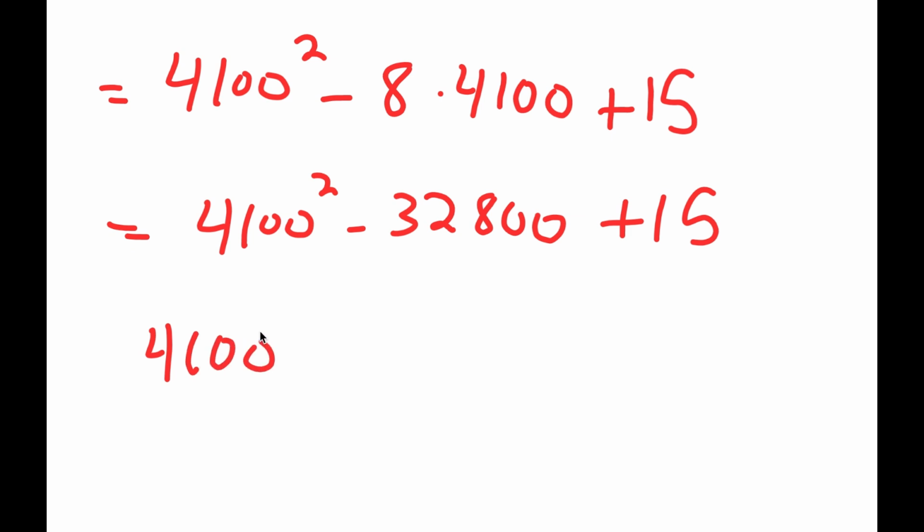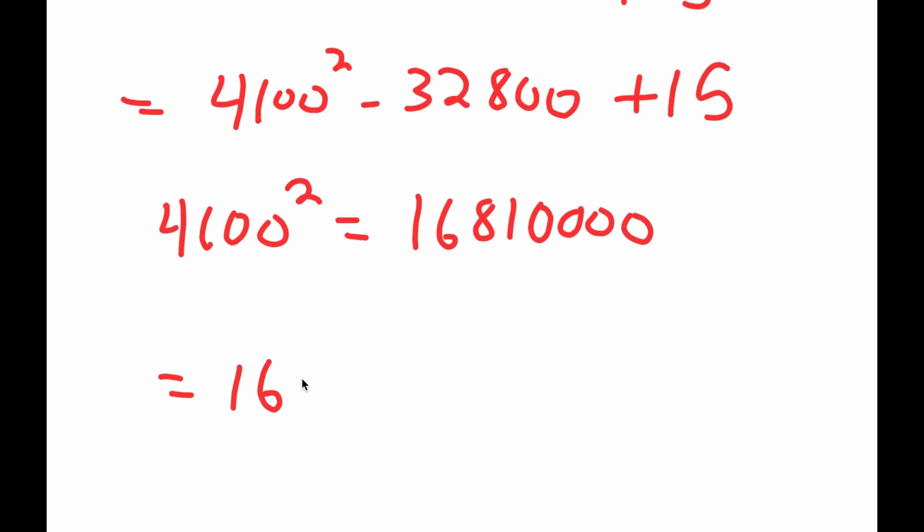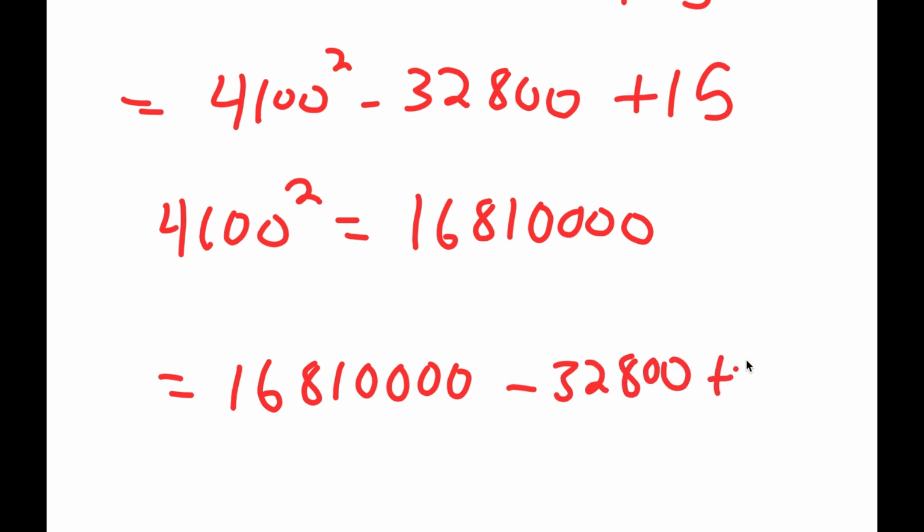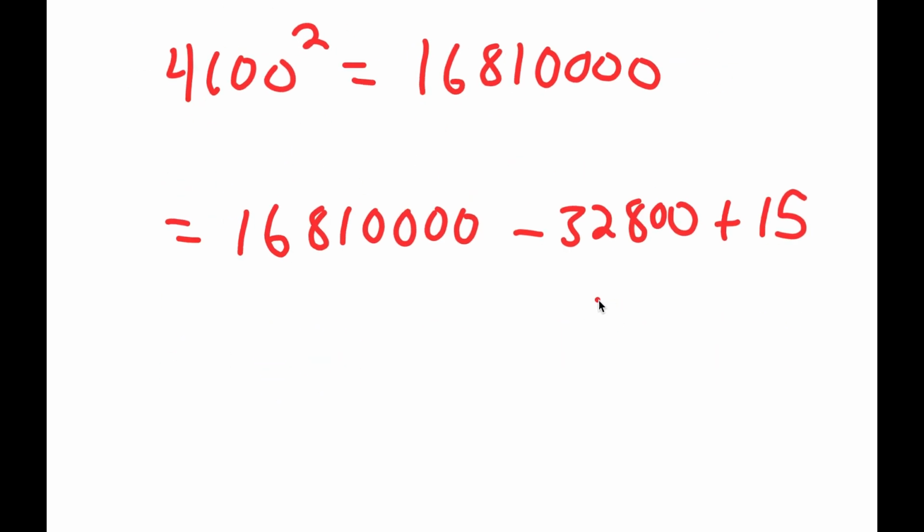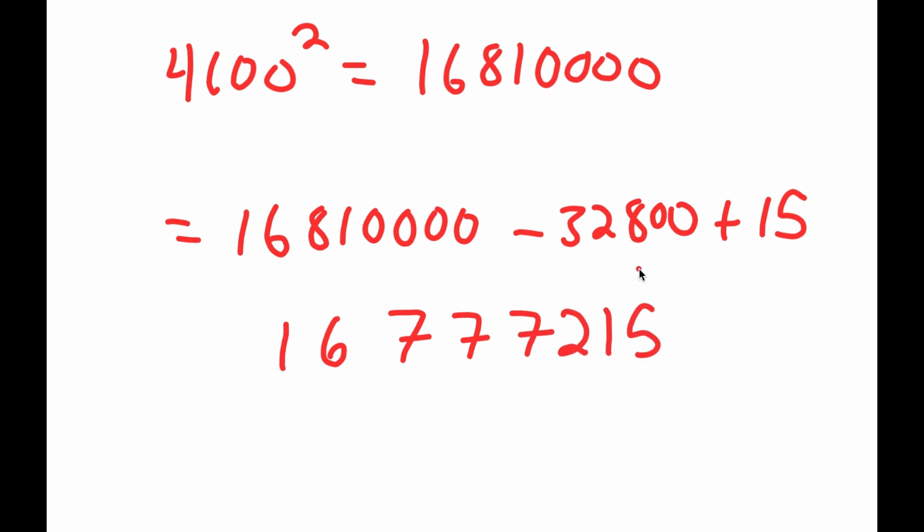And 4100 squared is equal to 16,810,000. So I get 16,810,000 minus 32,800 plus 15. And this is equal to 16,777,215. So this is my answer.